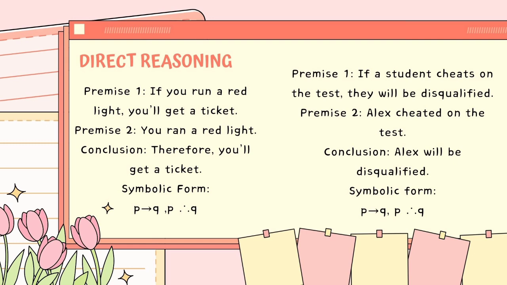Example number 2, premise 1, if a student cheats on the test, they will be disqualified. Premise 2, Alex cheated on the test. Conclusion, Alex will be disqualified. P, it implies the Q. And then, premise 2 natin is P. Ang maging conclusion natin, therefore, Q.